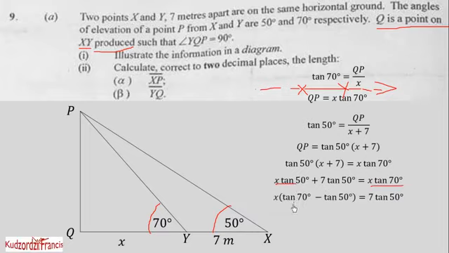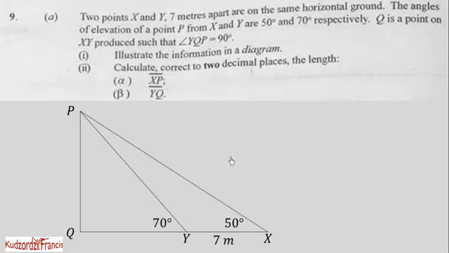So we do that and factor the x out. So we solve for x to get 7 tan 50 degrees over tan 70 minus tan 50, and that will give you YQ, because x is equal to YQ, which is 5.36 meters. We are supposed to correct it to 2 decimal places, so work at 3 decimal places first, which gives you 5.362. Then you correct it to 2 decimal places, which is 5.36. Now we are done with the second part.